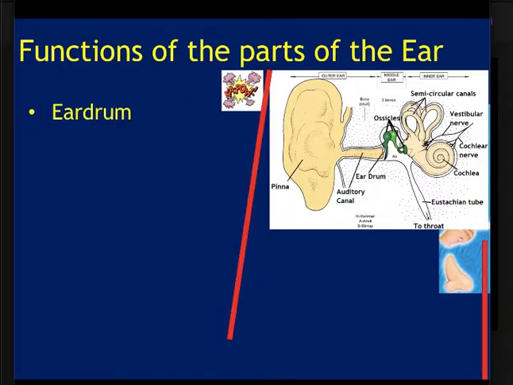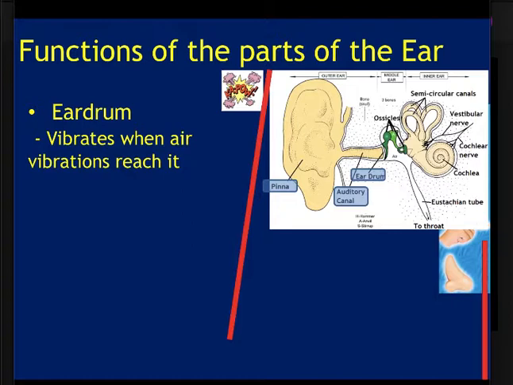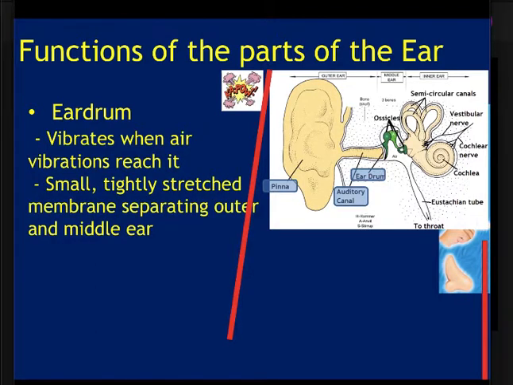So then we have your eardrum, and your eardrum vibrates when air vibrations reach it. So me talking now, coming out through your speakers, is vibrating the air molecules. It's going down your auditory canal, and then it'll start your eardrum vibrating, and it's a really small stretched membrane, literally like the skin of your drum, and it separates your outer and your middle ear. So really the most important part of this is the idea that it vibrates when air vibrations hit it.